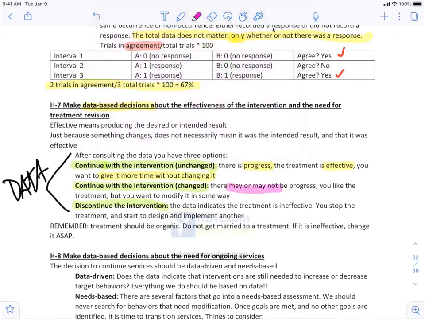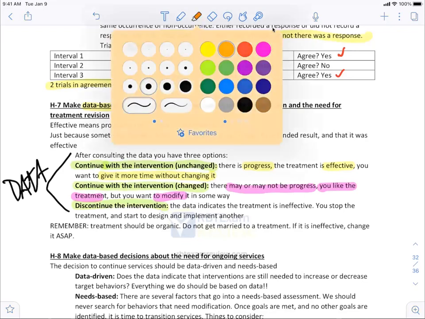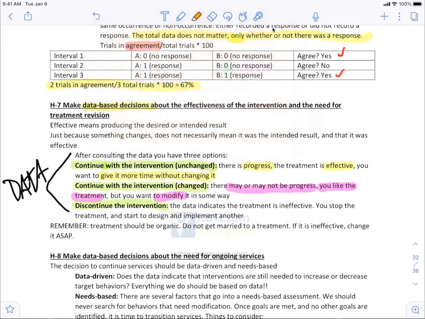Okay. May or may not be progress. You like the treatment, but you want to modify it in some way. Or you hate the treatment altogether. It's not effective. Does data indicate treatment's ineffective? You want to change it altogether. You stop the treatment and design another. Okay. Remember, treatment should be organic. Do not get married to a treatment. If it is ineffective, change it ASAP.